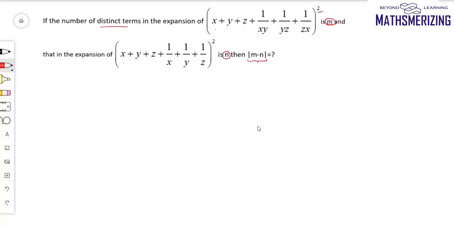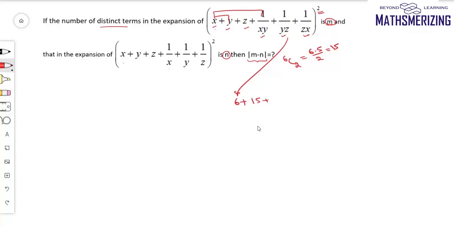Now, when I square this expression, I'll get terms like x square, y square, z square, 1/(x square y square), 1/(y square z square), 1/(z square x square). Each of these terms is distinct and unique, so I'll have these 6 terms. And then I'll have terms when two of the variables get multiplied with each other. The number of such pairs will be, since I have a total of 6 variables, 6C2, and 6C2 is 6 into 5 divided by 2, so that is 15. So that should be 6 plus 15.